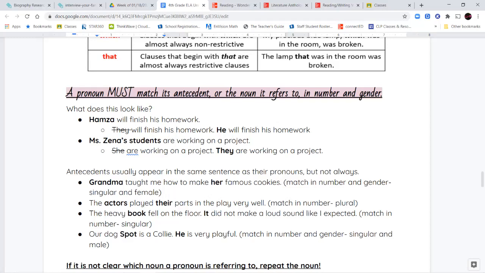I can say the heavy book fell on the floor. It did not make a loud sound like I expected. Now here we have two sentences. Our antecedent is in the first sentence and our pronoun is in the second sentence, but they still have to match because I'm talking about the same thing. I'm still talking about the heavy book. If I'm talking about one book and it's a thing, I use the pronoun "it," right? It is referring to a singular thing. Even though it's in the next sentence, I'm still referring back to that same antecedent, that same noun that was in the first sentence.